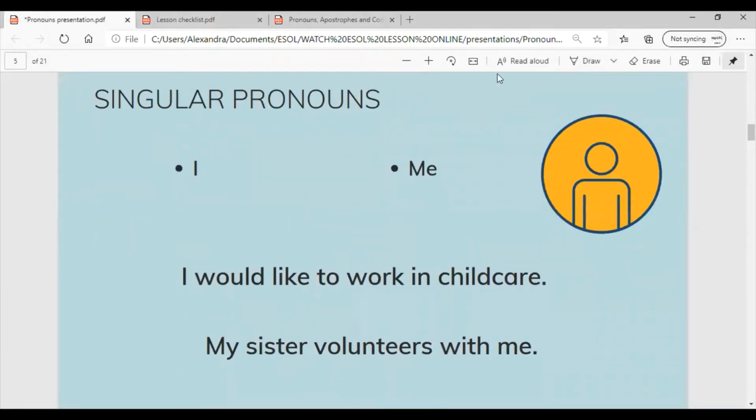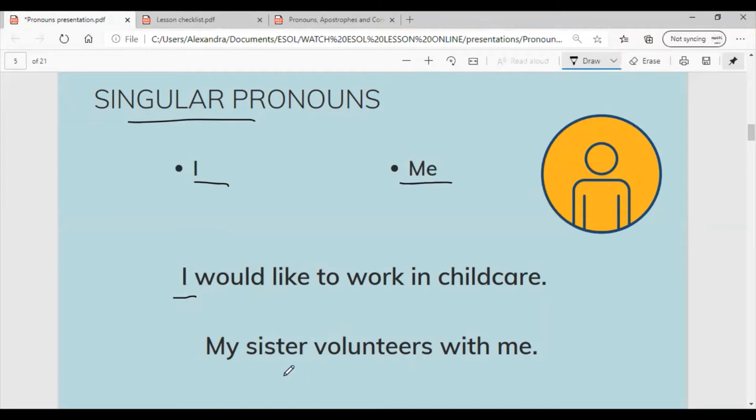Here are the singular pronouns I and me in a few example sentences. Remember, I and me are neutral terms. They don't tell you what gender a person is. They are just describing the self, the person. So we've got, I would like to work in childcare. You can see how the I, the singular pronoun, just refers to the person.